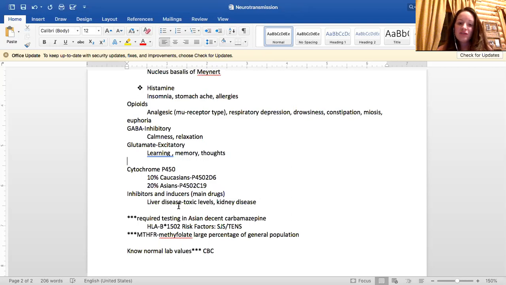And then MTHFR, a large percentage of the population will have this specific variation in their genetics. If you do any testing, you're going to see this pop up. It deals with detoxification of the body, and they may need to be put on methylfolate just to help them rid their body of toxins and things of that nature. So lastly, I put on here, know your normal values, CBCs, electrolytes, all of those things.